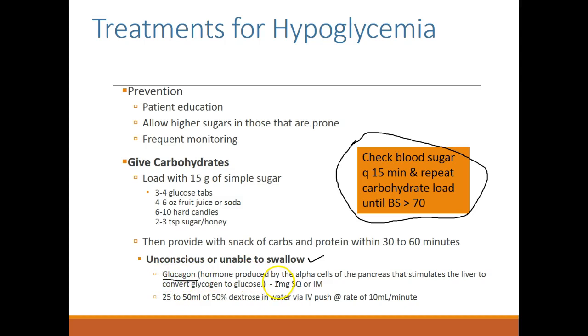It is a hormone that is produced by the alpha cells. You don't need to know the measurements here, but it is given either sub-Q or IM. Or if a patient is hooked up to an IV, it can be 25 to 50 mLs of 50% dextrose in water via IV push at a rate of 10 mLs per minute. Again, you don't need to know this amount, but know that somebody who's unconscious can either get glucagon by sub-Q or IM, or 50% dextrose in water via IV push.